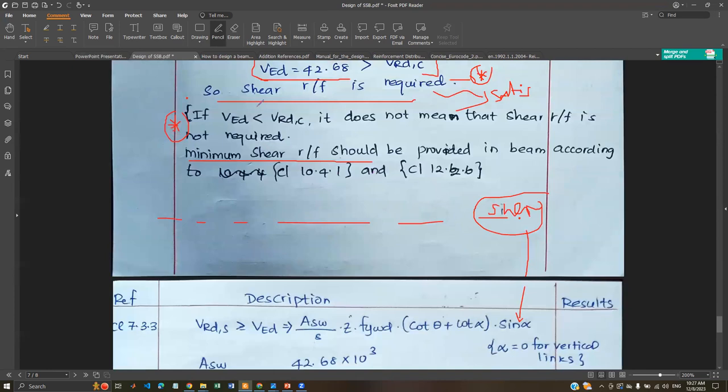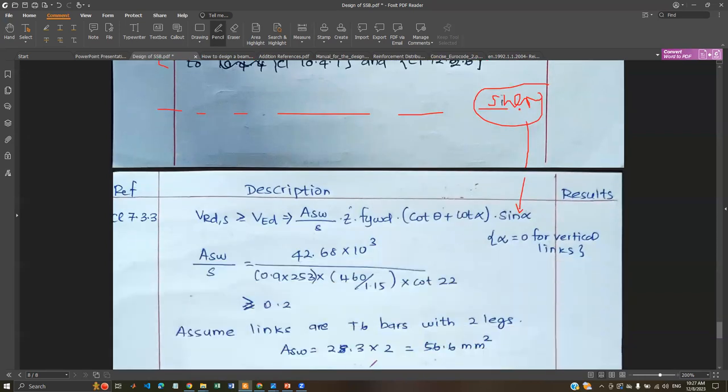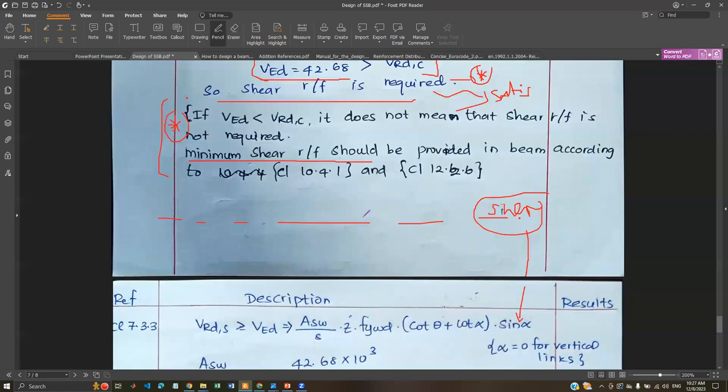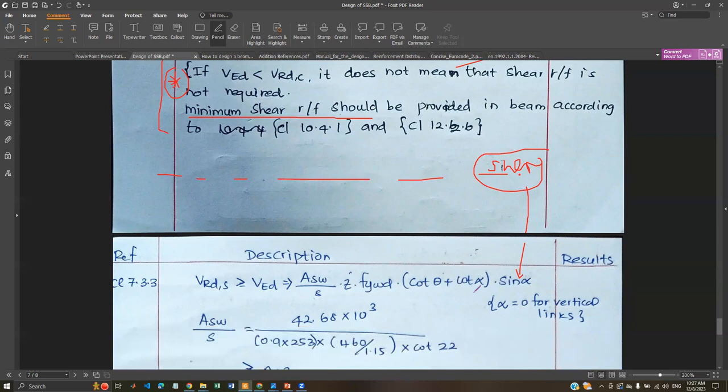But in case you end up with you don't need to provide the shear reinforcement, then I will show you the way. There's a different way that we can calculate this part. But first we will look at this case, and right after you understand this, you will be able to understand the case where the shear reinforcement is not required. So first we can look at the case that the shear reinforcement is required.